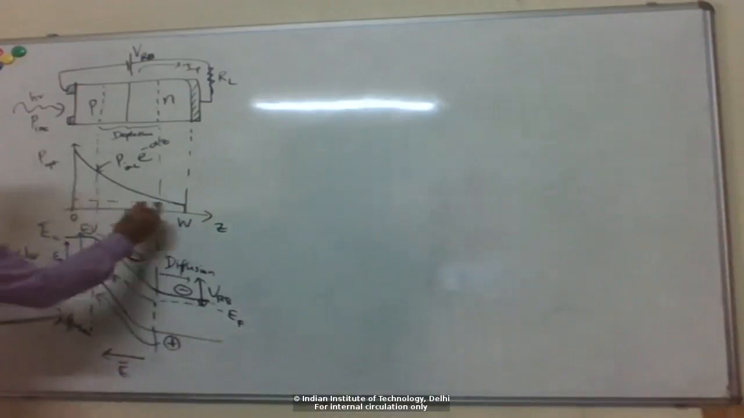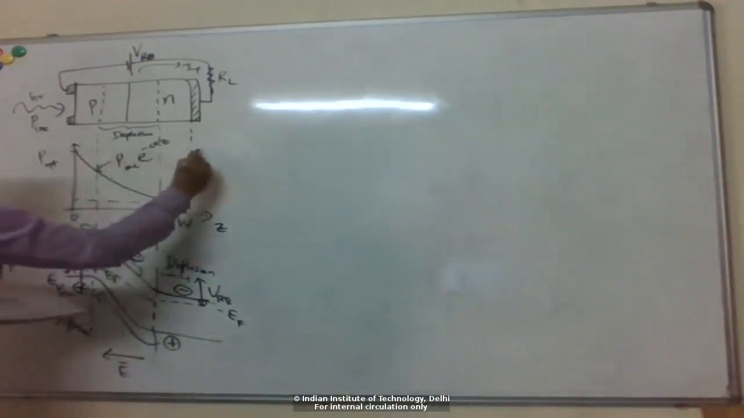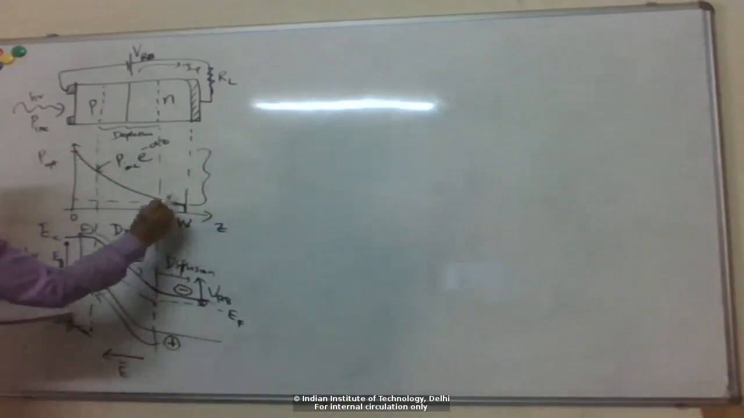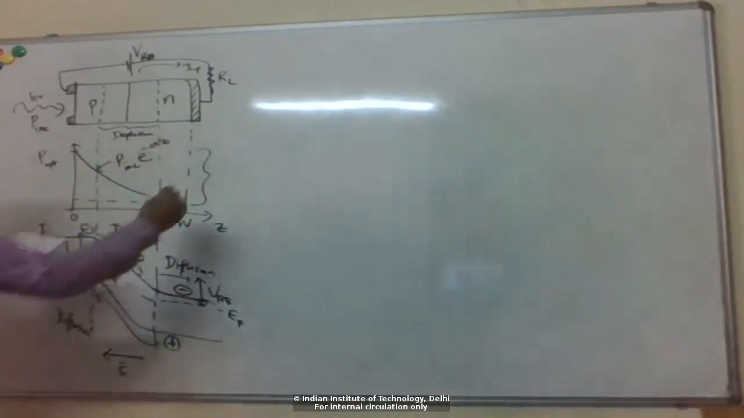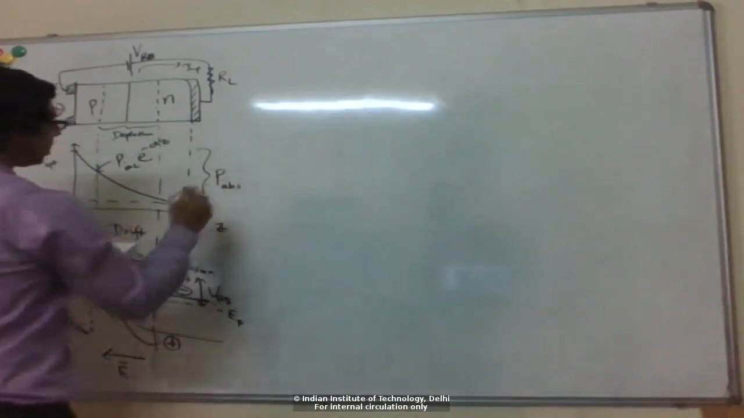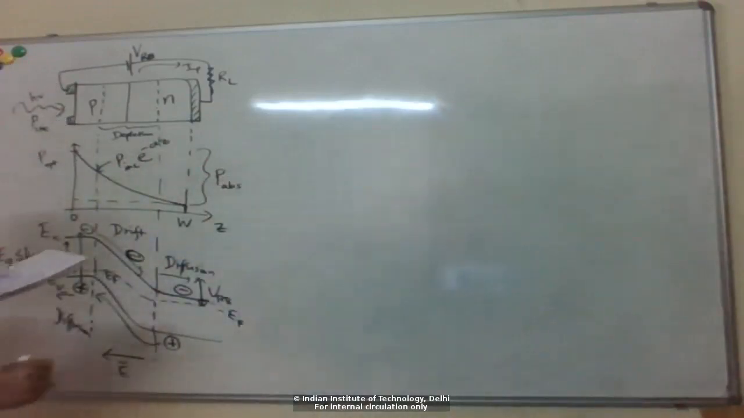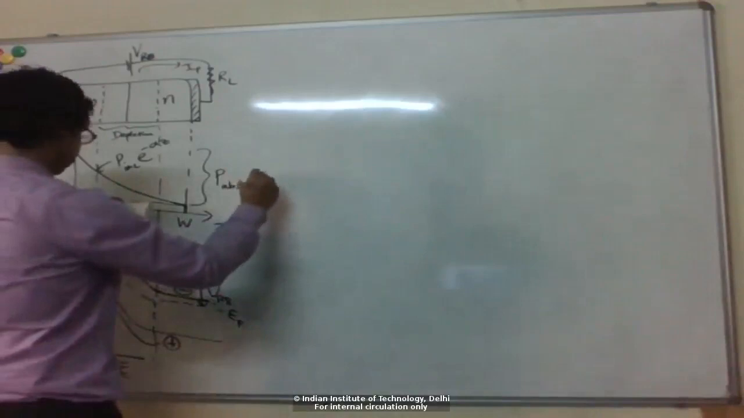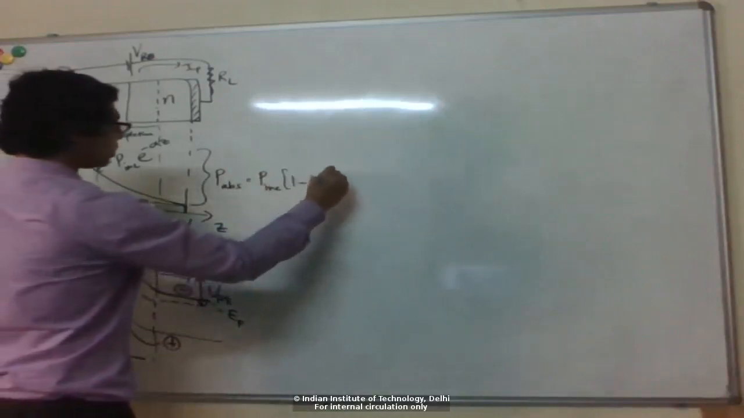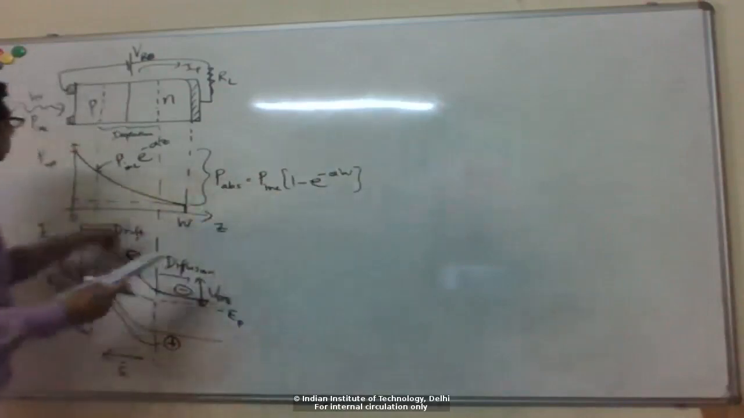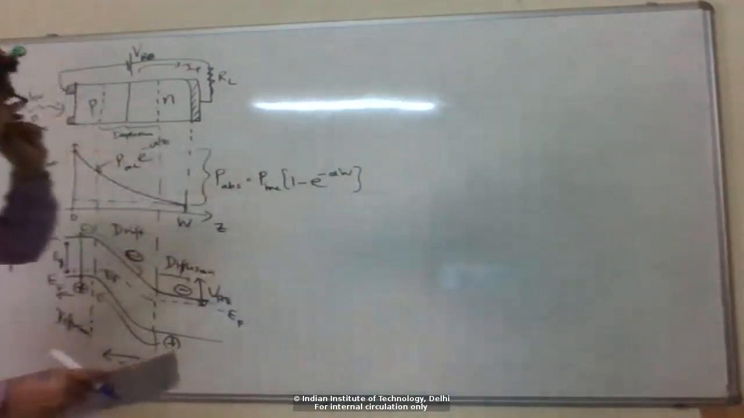But before that, let's relate this. How much power is getting absorbed here? This is the incident power minus the power which remains at the other end of the device. So this is the optical power absorbed within the device, right? This is because the exponential dependence is straightforward like that.